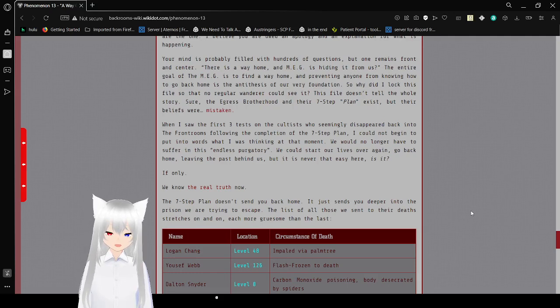So why did I lock this file so that no regular wanderer could see it? This file doesn't tell the whole story. Sure, the Egress Brotherhood and their 7-step plan exist, but their beliefs were mistaken.